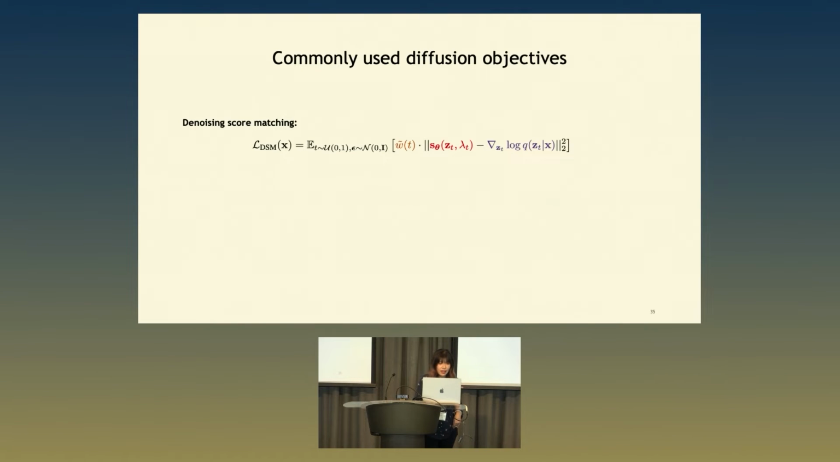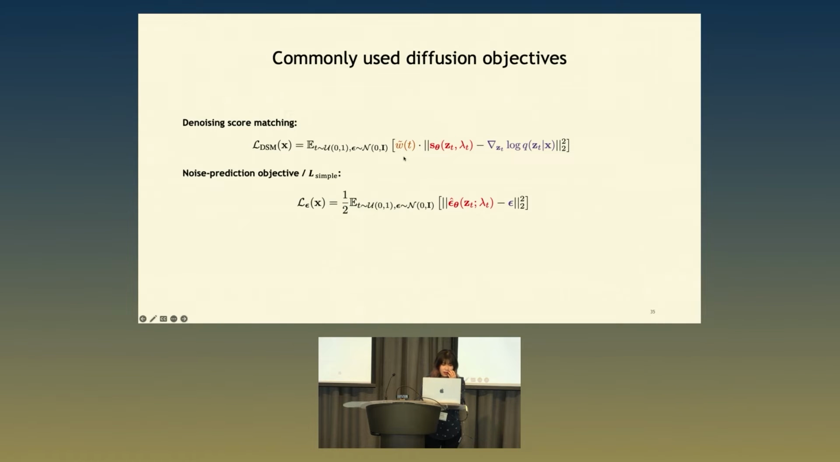To be more specific, let's first list several commonly used diffusion objectives in the literature. The first one is from the framework of denoising score matching. We have this L2 distance between the predicted score and the ground truth conditional score, and we can have a weighting term in front of it. Usually this is heuristically tuned.